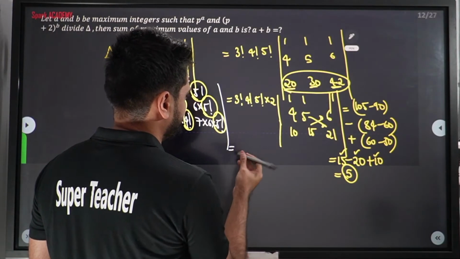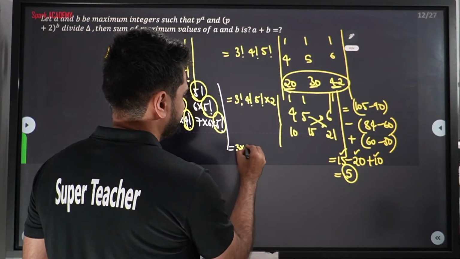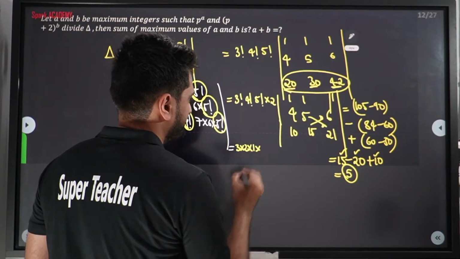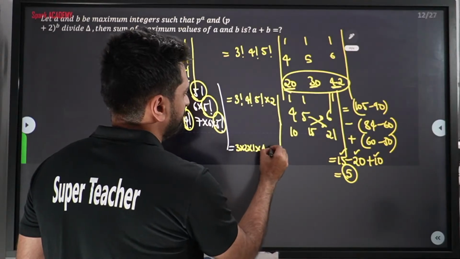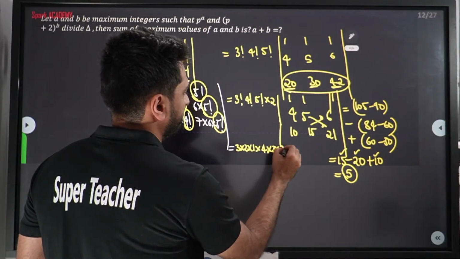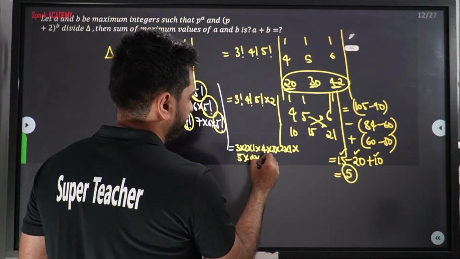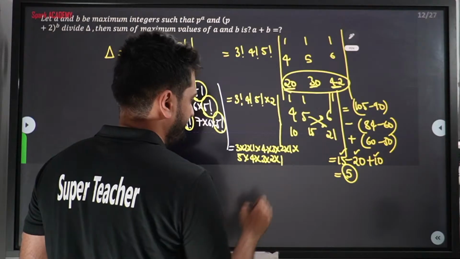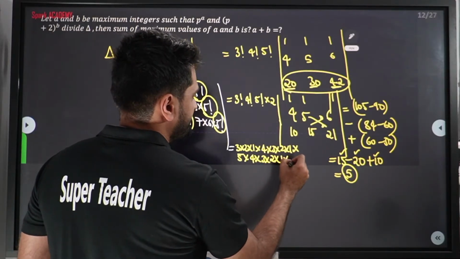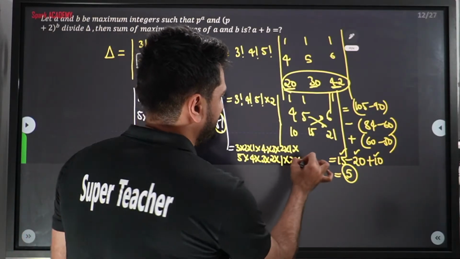3 factorial, how do we write 3 factorial? 3 into 2 into 1. How do we write 4 factorial? 4 into 3 into 2 into 1. How do we write 5 factorial? 5 into 4 into 3 into 2 into 1. And 2 we write as it is. And this value we got as 5.